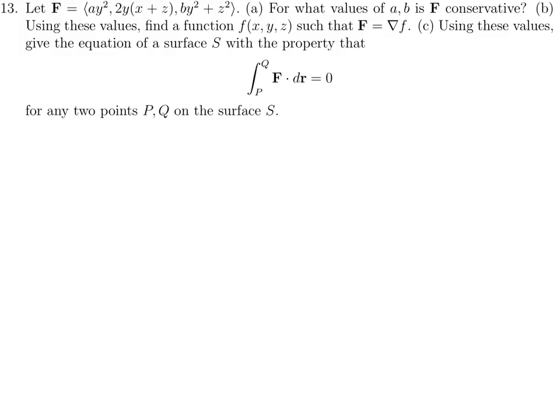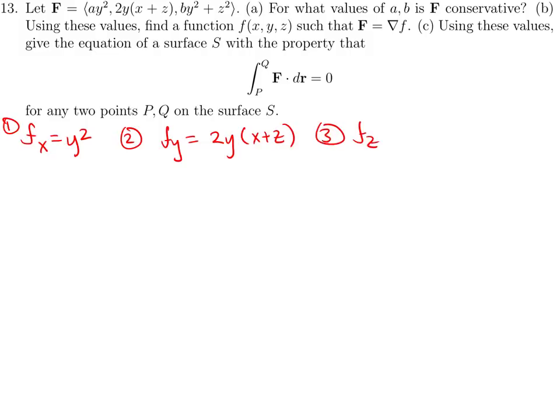Okay, so now let's use these three equations to find f. So what are the three equations? The first one is fx equals y squared. The second one is fy equals 2yx plus cz. The third one is fz equals y squared plus c squared. So what are the steps? We're going to use partial integration to get more and more information about this hidden function f.